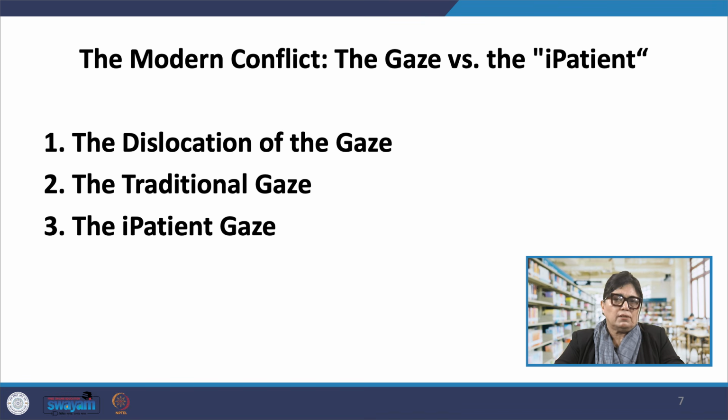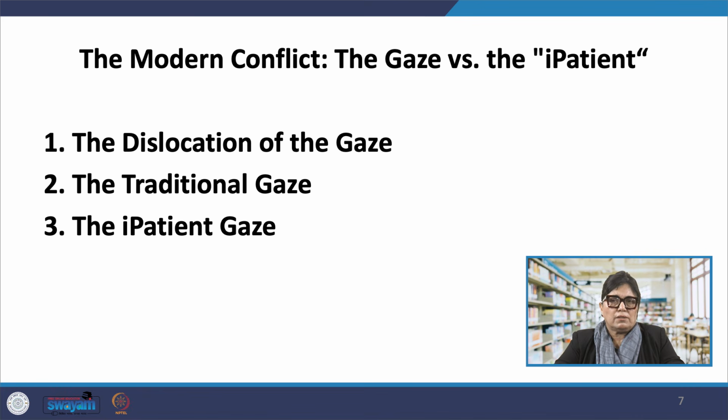The traditional gaze relied on sensory contact, the doctor's hands feeling a tumor or eyes looking at a rash. The iPatient gaze bypasses physical touch. The modern clinical gaze focuses on an electronic health record profile, tracking blood counts, potassium trends, and imaging scans like fluctuations in a stock market index. The locus of the disease is no longer the breathing body in the hospital bed, but the digital folder on the monitor.